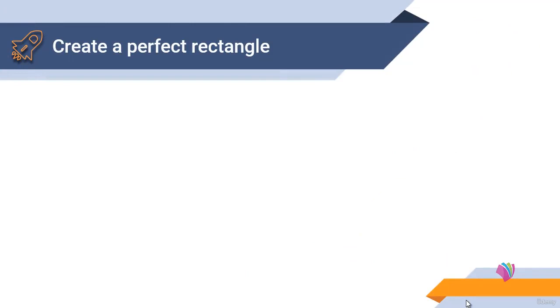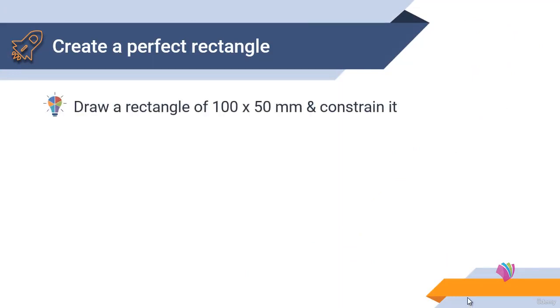In this lecture, we are going to create a perfect rectangle. But a few other things also we are going to do in this lecture. The first thing is we are going to create a rectangle of 100 mm length and 50 mm width or height and constrain it. So we are going to create a completely constrained rectangle of 100 into 50.